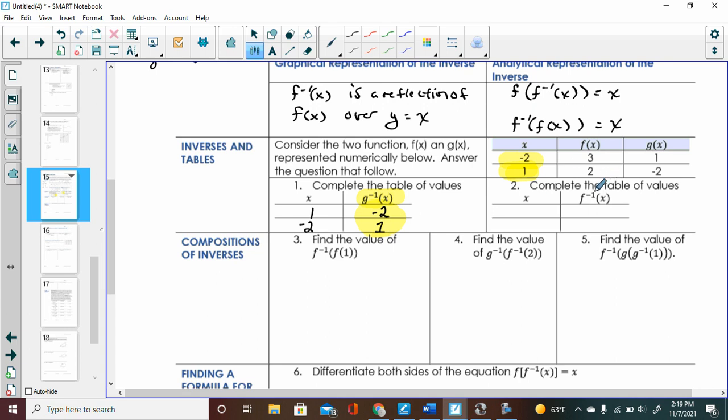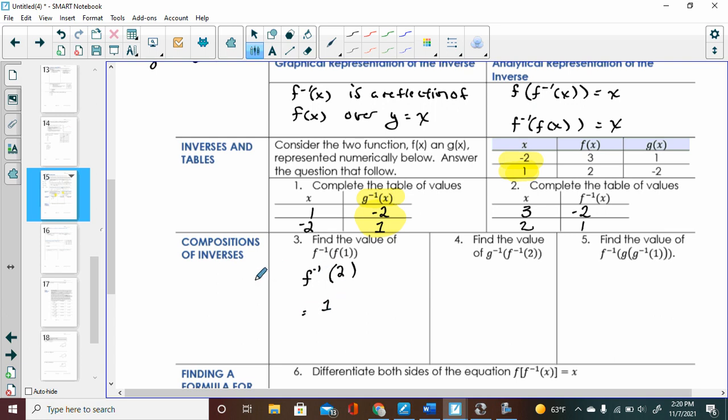Similarly with the function f of x and its inverse, corresponding y values would become the x values of the inverse. So now it wants me to find the value of this. So I'm going to use this table for any function. I'm going to use these tables for any inverses. So f of 1 equals 2, right? And then if I go to the inverse table, I get equals 1.